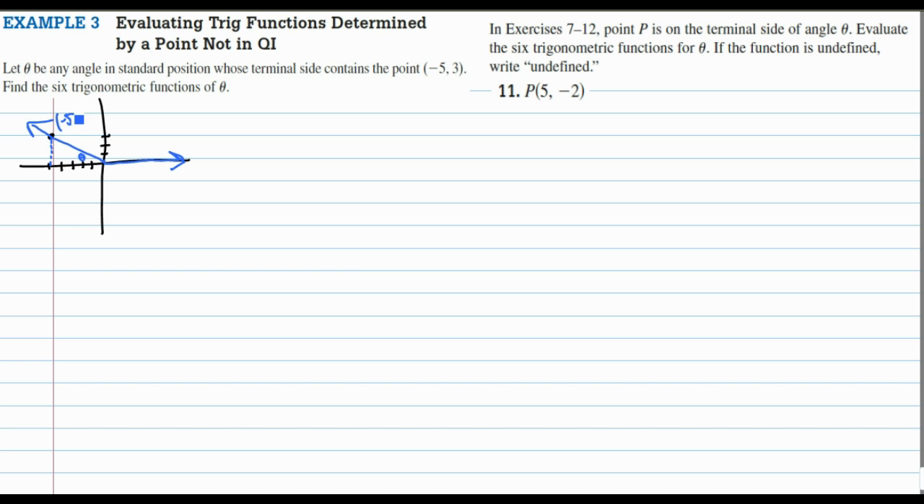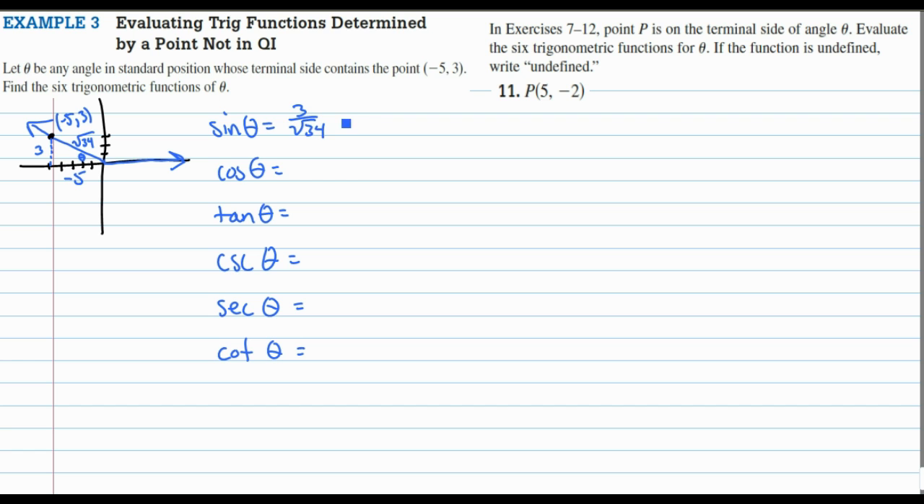So -5, 3, the x coordinate here would be -5, so the distance from the y-axis would be -5, and then the y coordinate would be 3, and then I know this from the last problem, the hypotenuse then would be √34. So here we go. The sine of theta is opposite over hypotenuse, so that will be 3 over √34, and if I multiply both the numerator and denominator by √34, I get 3√34 over 34.